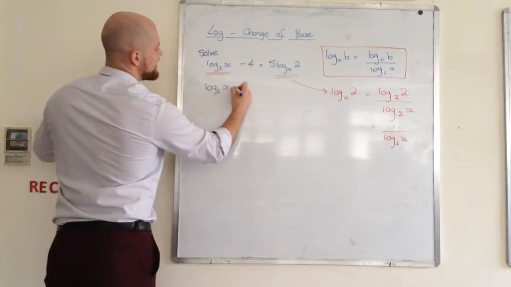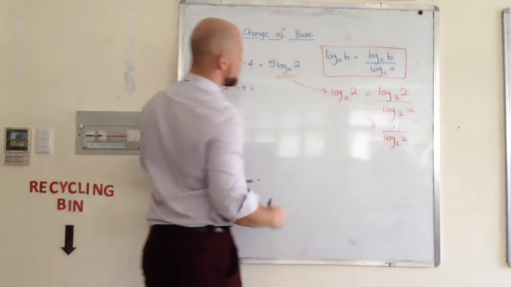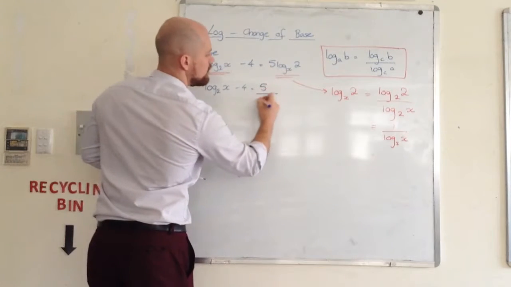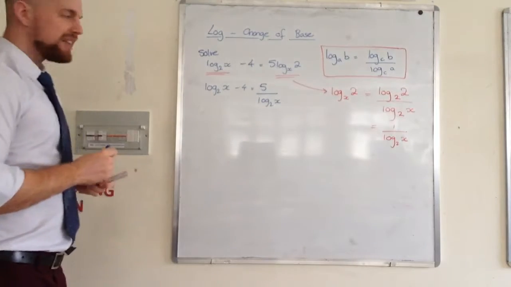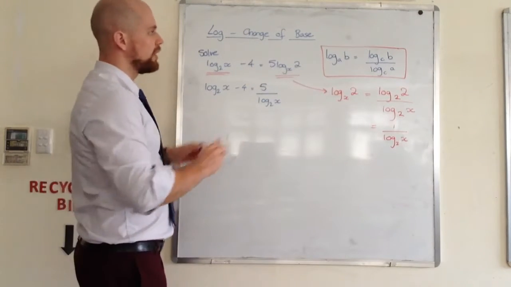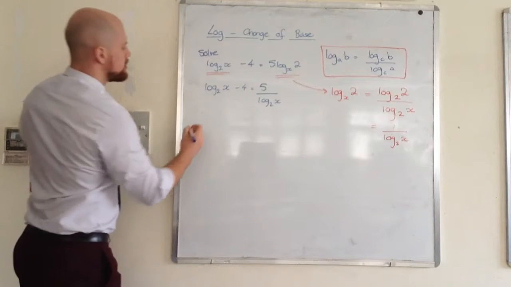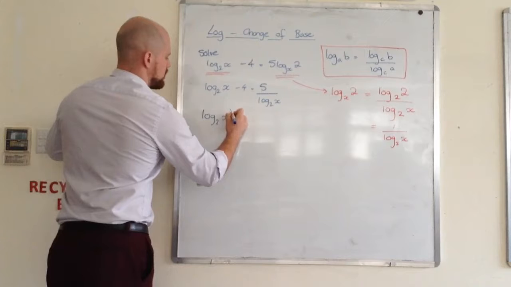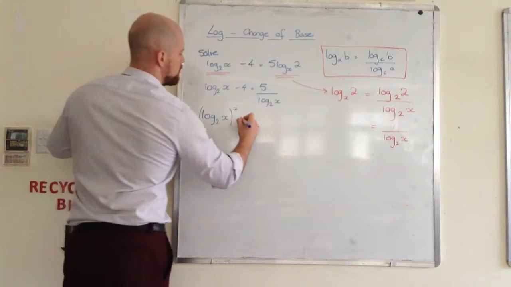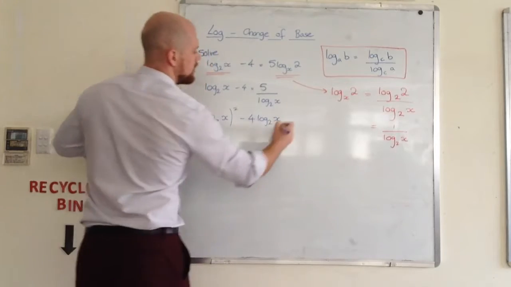The left-hand side stays the same, but this log x2 becomes 1 over log 2x. And that's a really common trick that is required a lot of times, both at maths and SL level. Multiplied by log 2x. Log 2x squared minus 4 log 2x equals 5.